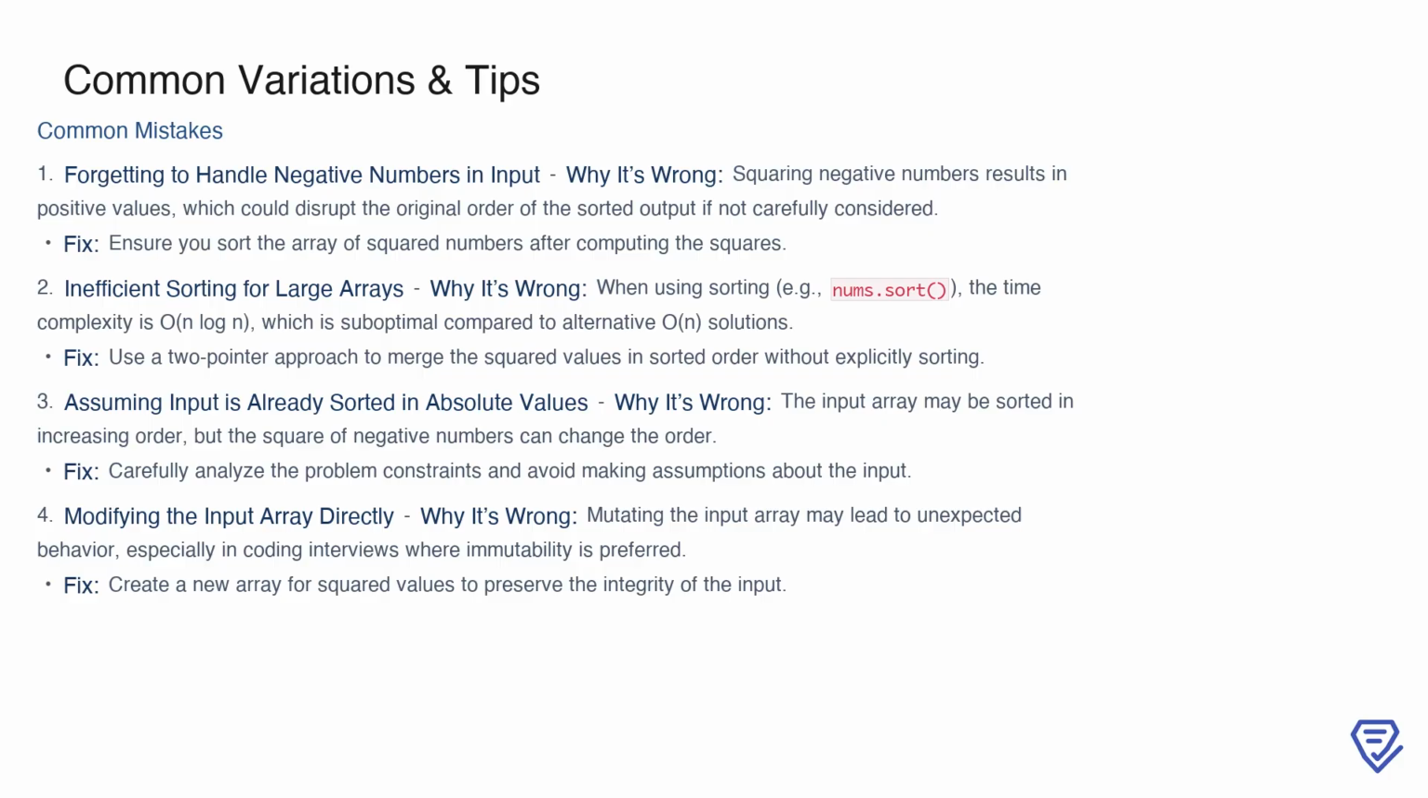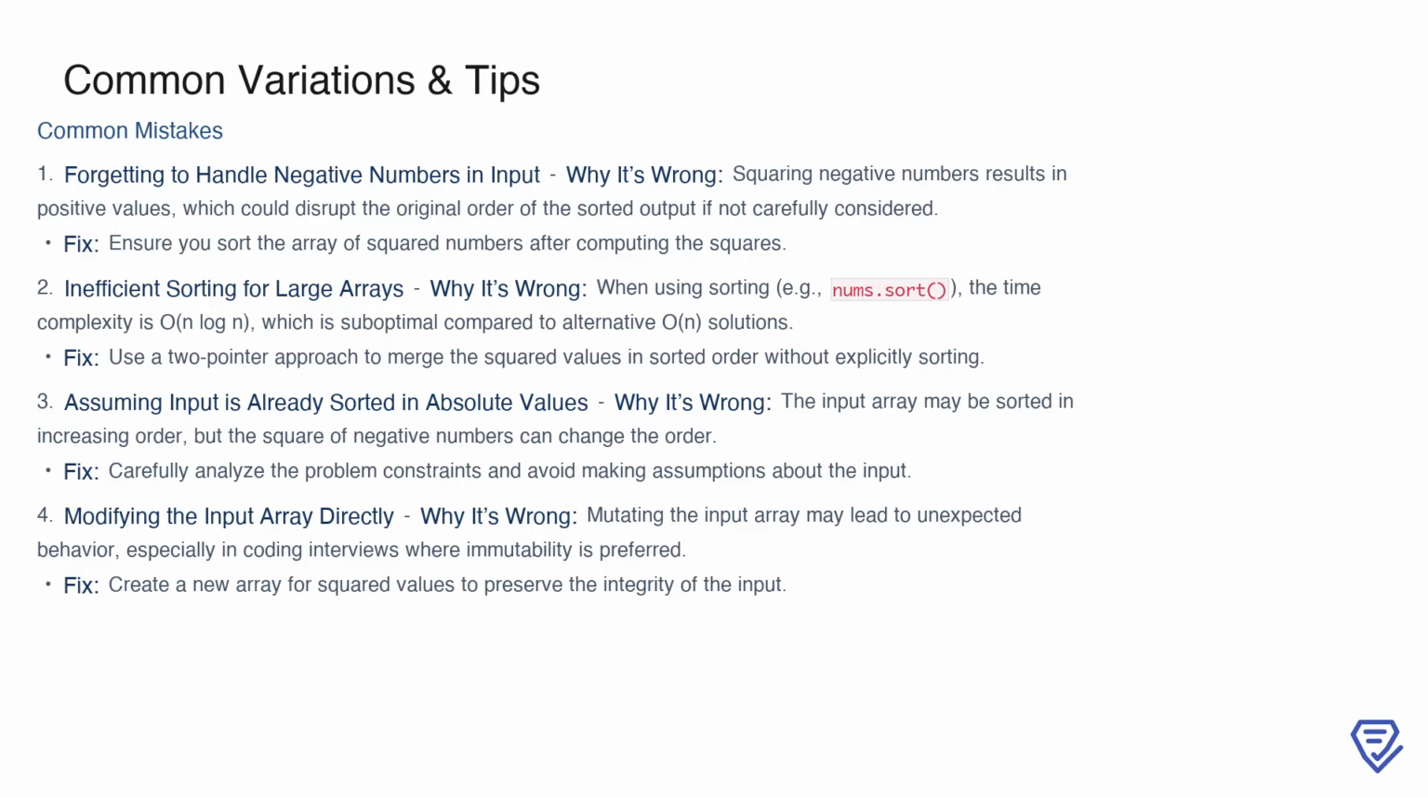Another mistake is relying on inefficient sorting methods for large arrays. Using nums.sort has a time complexity of O(n log n), which is less optimal than the O(n) two-pointer approach. The two-pointer method avoids explicitly sorting and instead merges the squared values in sorted order directly.